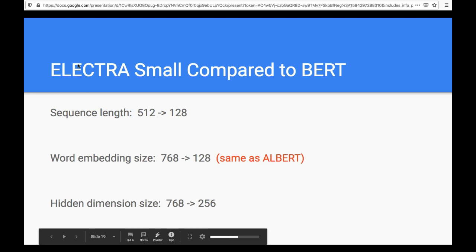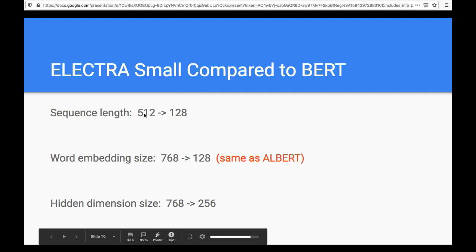So the main purpose of ELECTRA is to create a more efficient way to pre-train a language model. To do that, they want to demo that if they have a very small model, they can still get very effective performance. So they created ELECTRA small, and also created another one called BERT small, because even the smallest original BERT is larger than the model they want to build. So how do they set up the ELECTRA small?